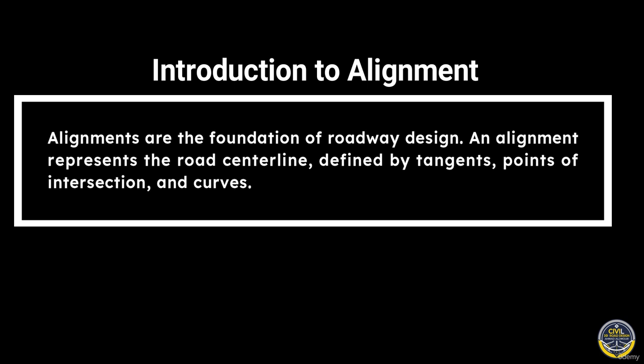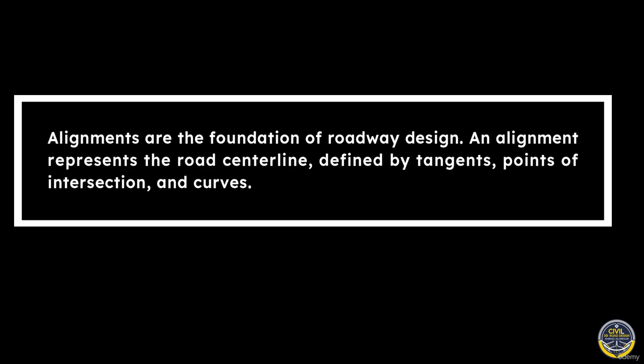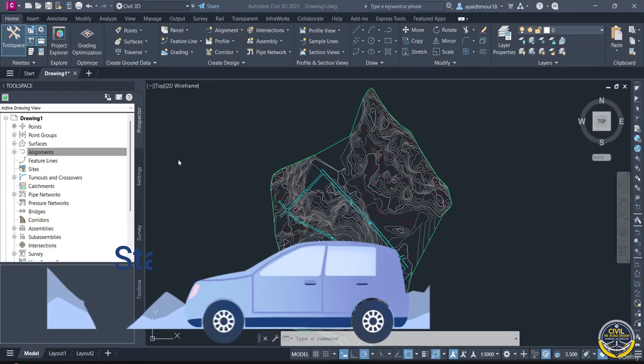During alignment creation, you can let Civil 3D automatically add curves, or you can insert them later. For high-speed roads, spirals and superelevation can be applied. And if your project requires design standards, Civil 3D allows you to apply design criteria either before or after the alignment is created. Starting the alignment creation.